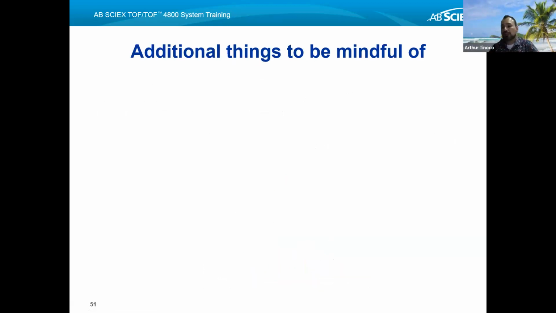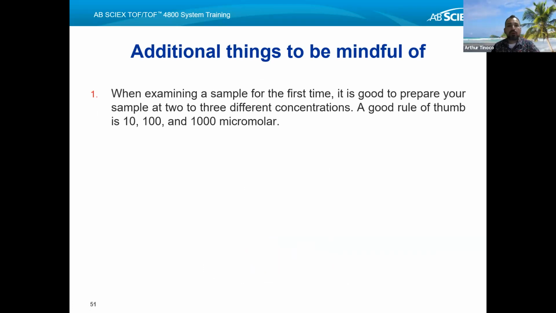All right, so additional things to be mindful of. When examining a sample for the first time, it is good to prepare your sample at 2 to 3 different concentrations. A good rule of thumb is 10, 100, and 1,000 micromolar. Although 1,000 micromolar, I normally leave that for samples that are in solvents that are not mass spec compatible so that I can dilute.